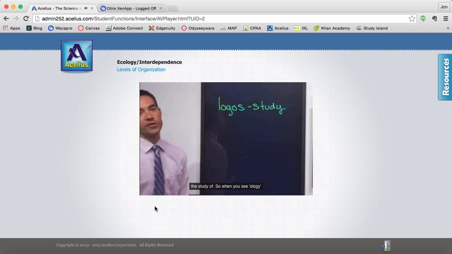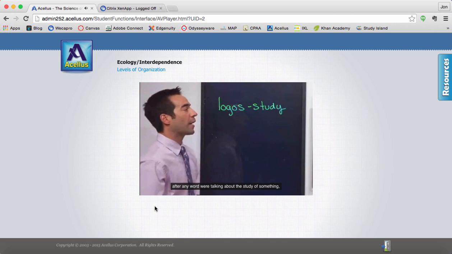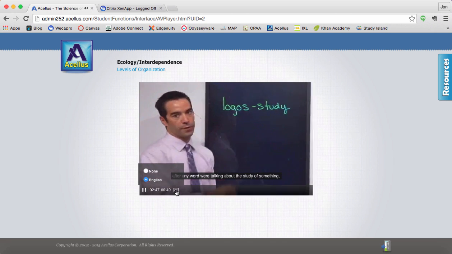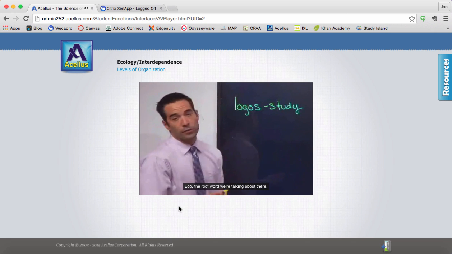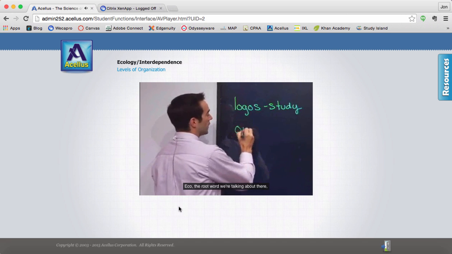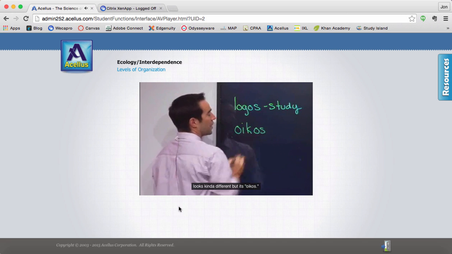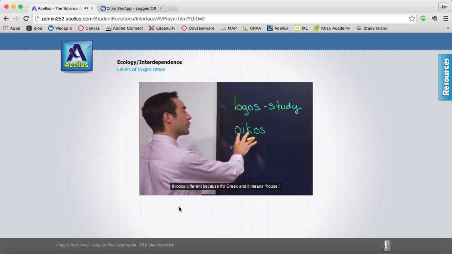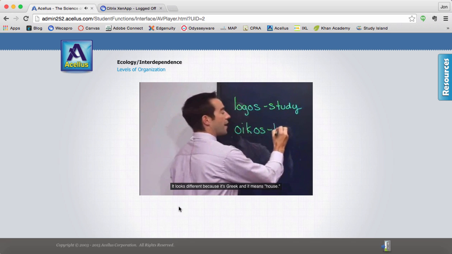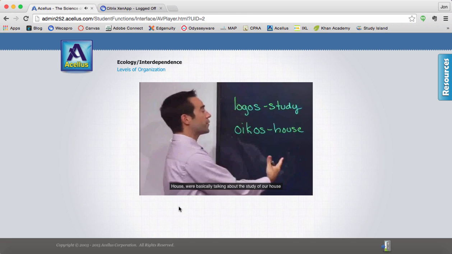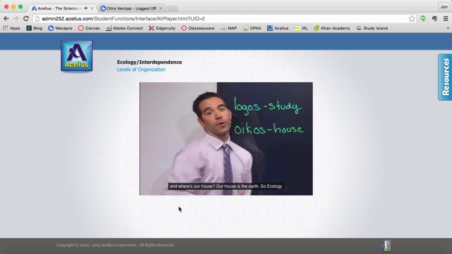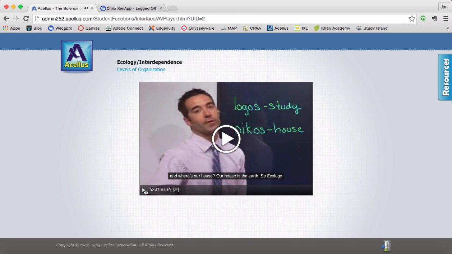So when you see ology after any word, we're talking about the study of something, whether it's psychology, biology, or ecology. Eco, the root word we're talking about there, it looks kind of different, but it's ecos. It looks different because it's Greek and it means house. Okay? House, we're basically talking about the study of our house. And where is our house? Our house is the earth.